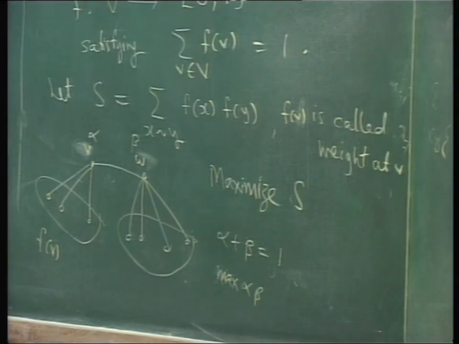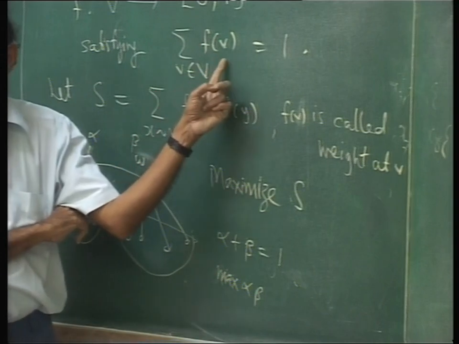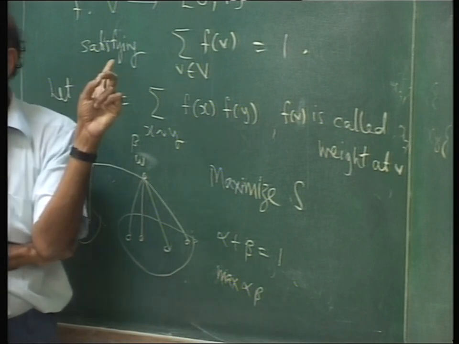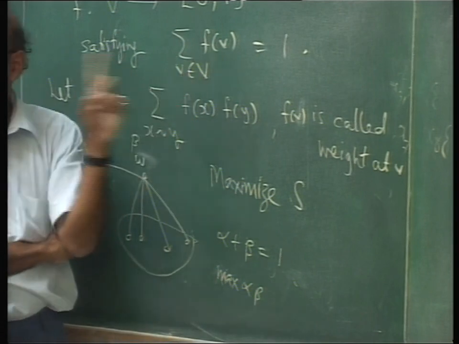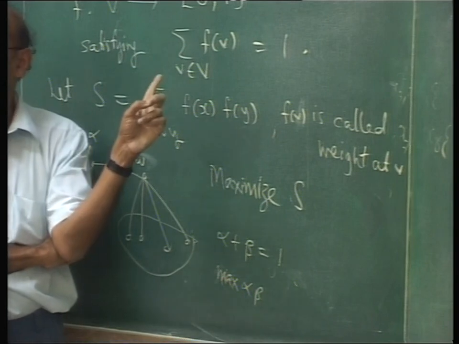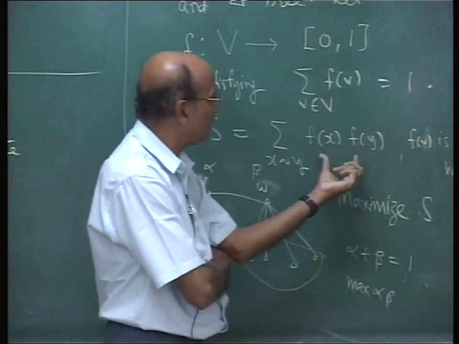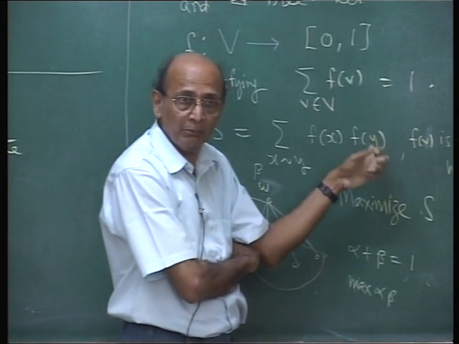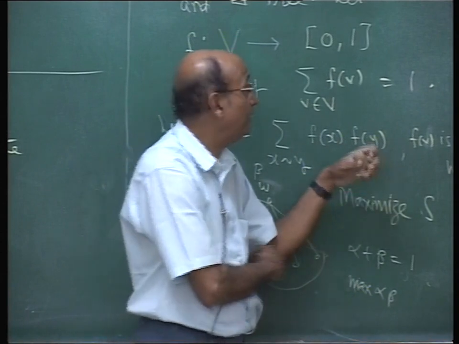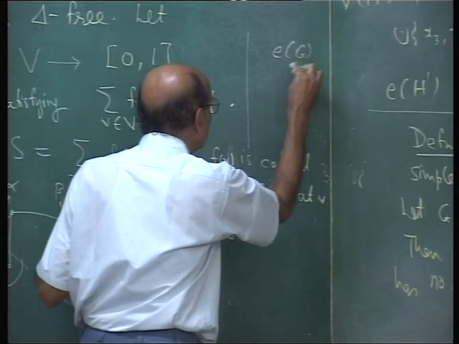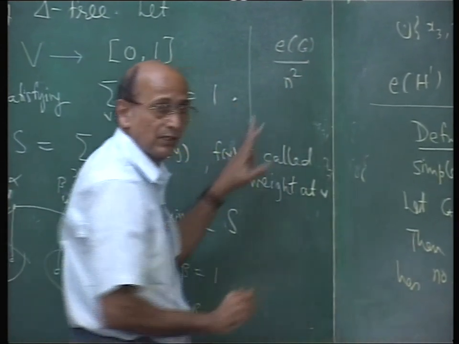So S does get maximized when, on the other hand, it is possible to make a weight assignment, each vertex getting weight 1 upon n. Is that clear? I can define f of v equal to 1 upon n for every v. What will be S in that case? Each summand will then be equal to 1 upon n multiplied by 1 upon n, which is 1 upon n square. Therefore, S will then become the number of edges in G times 1 upon n square.